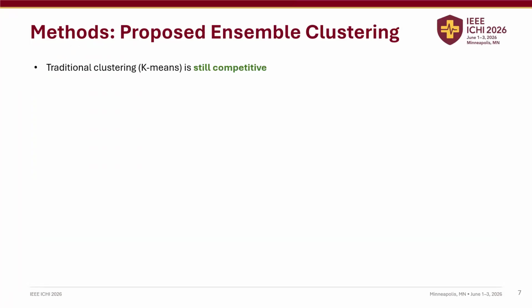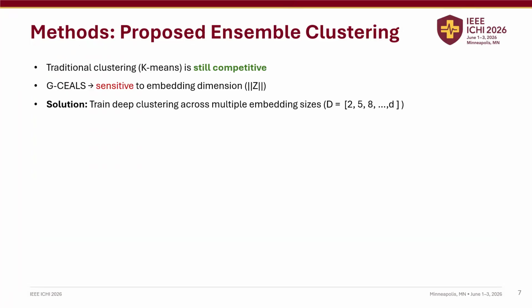Since the traditional clustering model like k-means is still competitive, a notable weakness of deep clustering models, including G-cells, is that they are highly sensitive to the choice of embedding size. To overcome this concern, we introduced a novel ensemble solution.